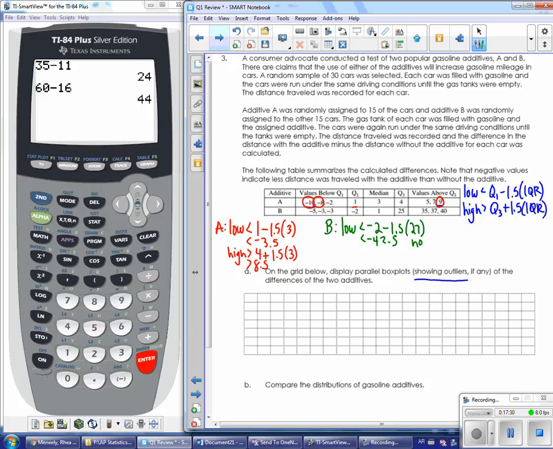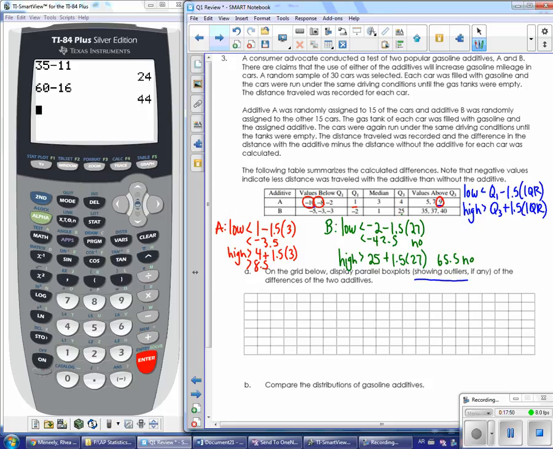When it comes time to looking for the high outliers, I'm using Q3, which in this case is 25, plus 1.5 times 27. And that gives me a value of 65.5. And since my max is 40, I have no high outliers for additive B either.